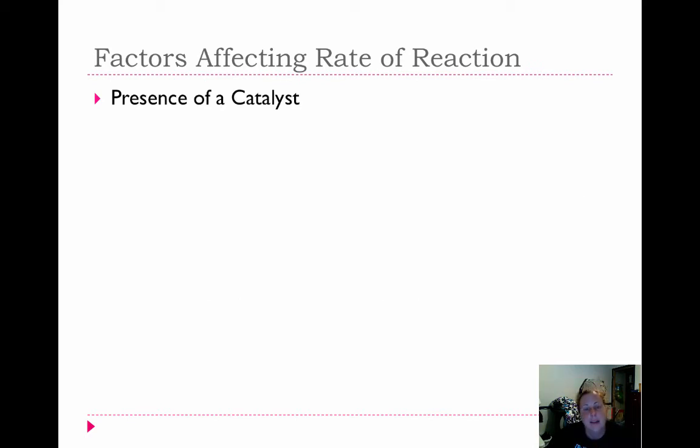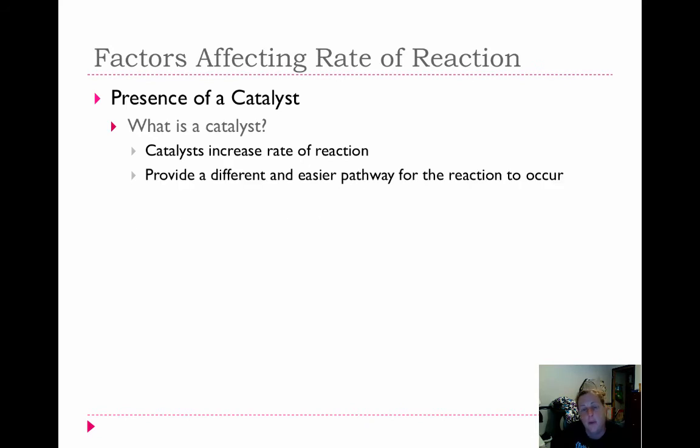Presence of a catalyst. So this is the first time we're talking about a catalyst. So what is a catalyst? Catalysts increase the rate of reaction. So it's something that you add in that increases how fast that reaction occurs. It provides a different and easier pathway for the reaction to occur.